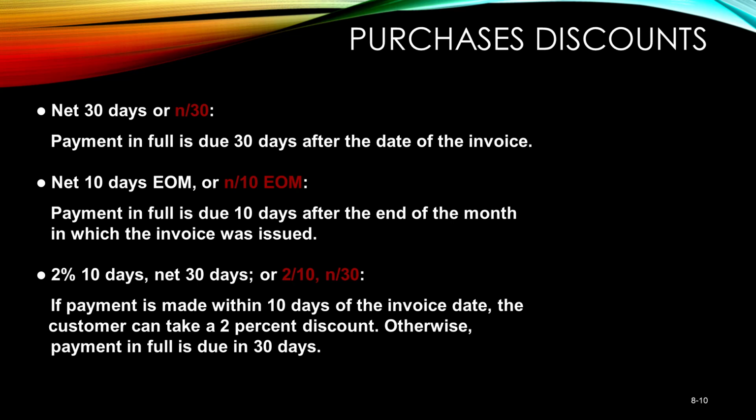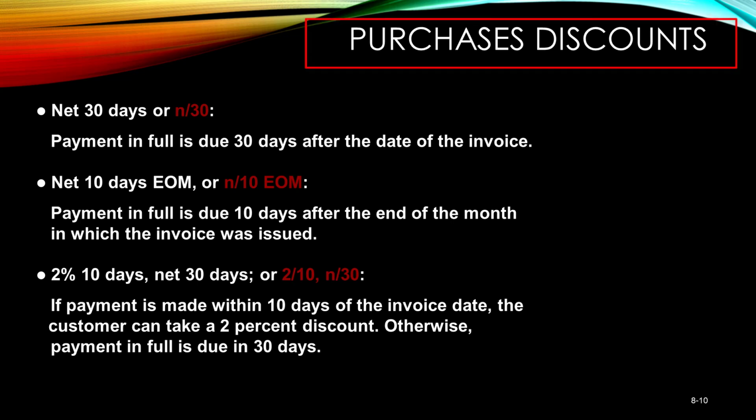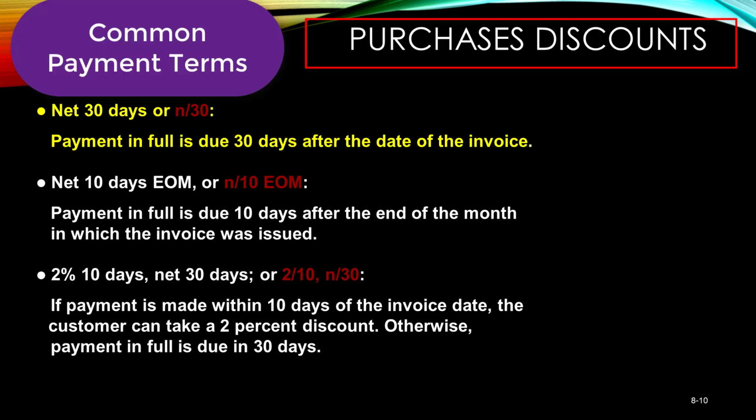As we learned in the last chapter, sometimes there are incentives for prompt payments. Just as there were sales discounts on the seller side of the house, in this chapter on the buying side, we will utilize the purchases discounts to record any prompt payment discounts taken by the buyer. On the screen are several common payment terms. First, net 30 or N30 just means that payment in full is due 30 days after the date of the invoice. We saw an example of this on the previous slide.